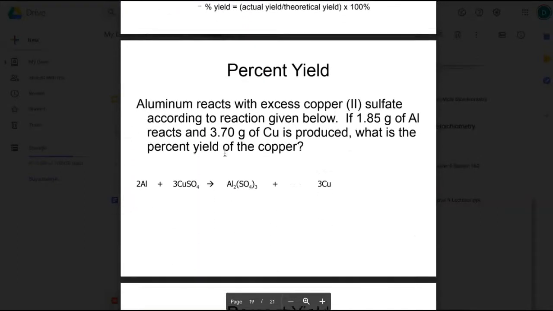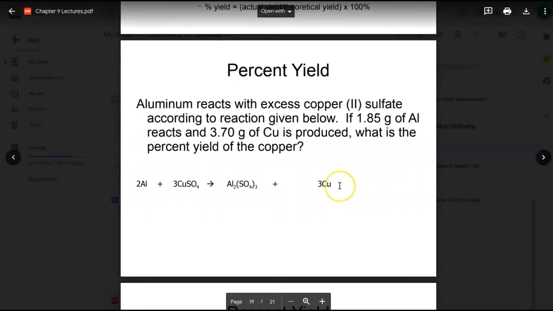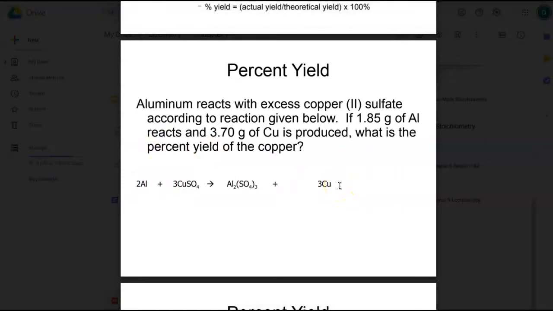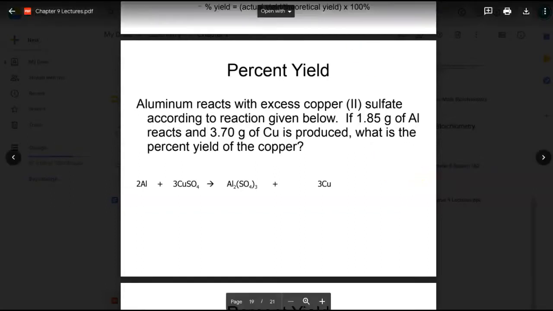So let's take a look at this problem here. We have percent yield. Aluminum reacts with excess copper sulfate with this reaction here. If 1.85 grams of aluminum reacts and produces 3.70 grams of copper, what is the percent yield of the copper?